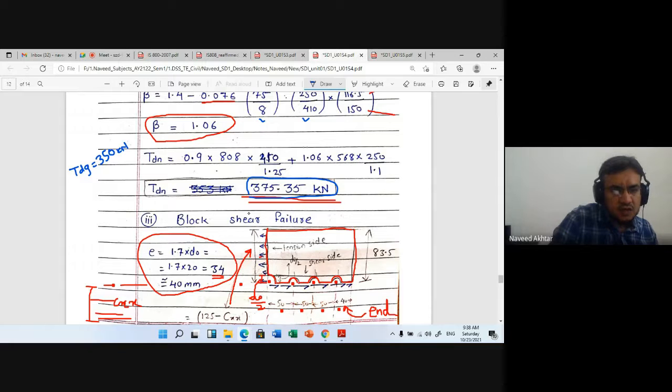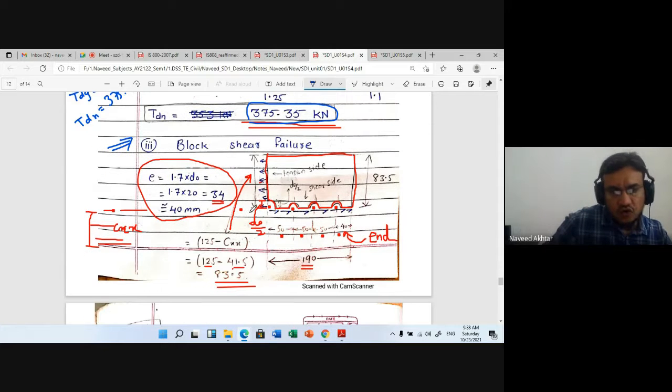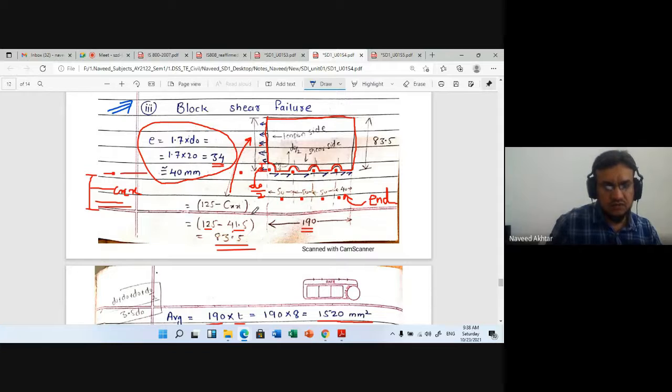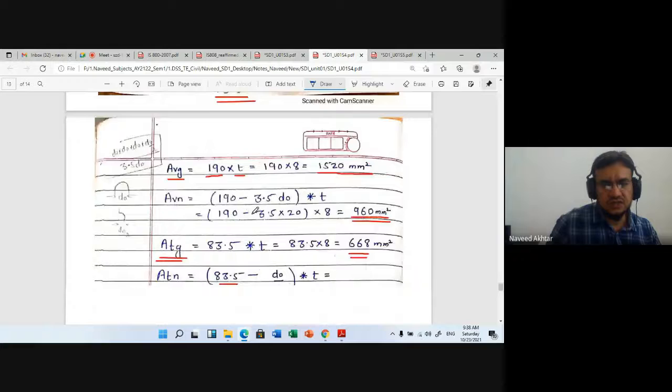Now TDN you got 375.4 kilonewton. Now you will find out the block shear failure in the tension member. Because four bolts are given, you have to find out the block shear failure.